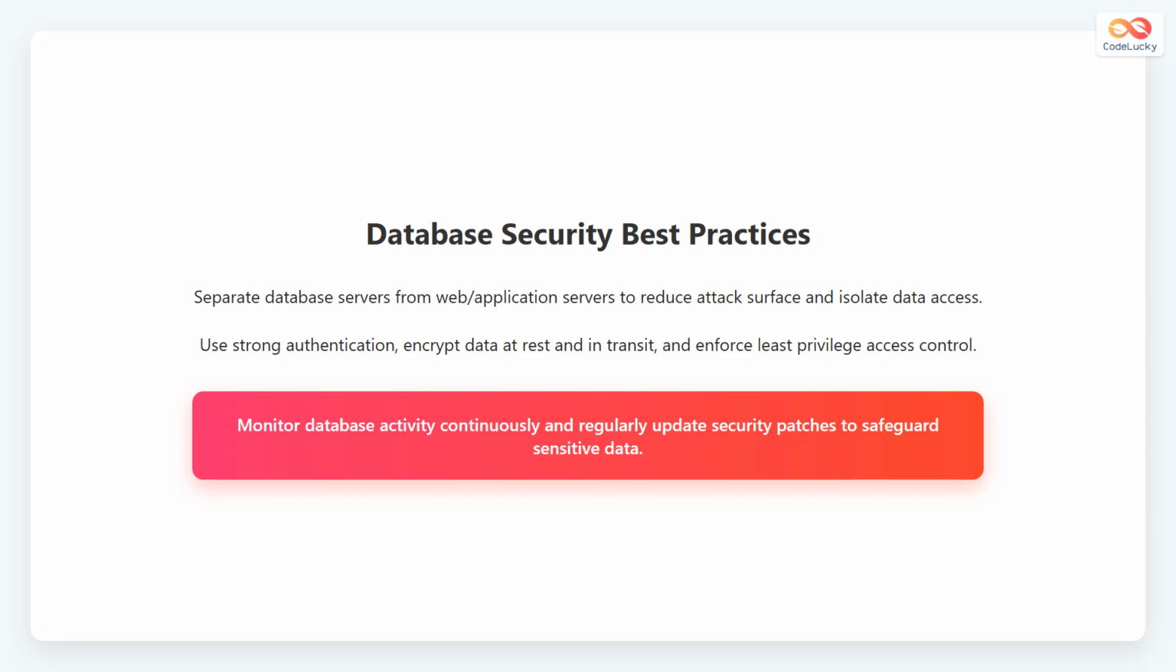Securing databases involves several best practices to protect sensitive data. These include isolating database servers from application servers, enforcing strong authentication and access controls, encrypting data both at rest and in transit, regularly applying security patches, and monitoring database activity to detect suspicious behavior. Proper security measures mitigate risks of unauthorized access and data breaches.